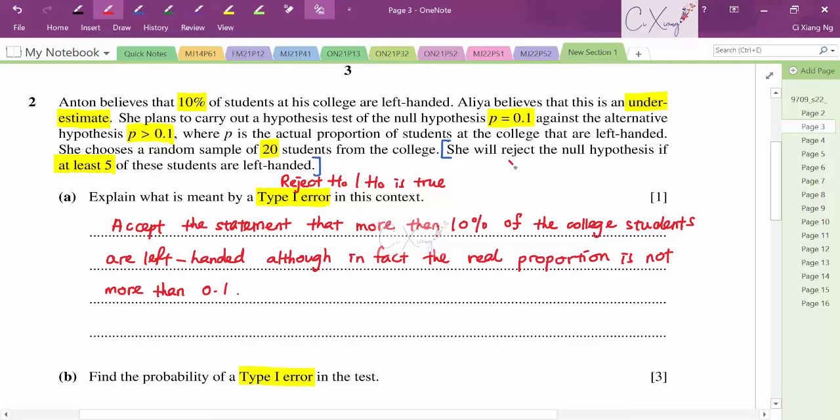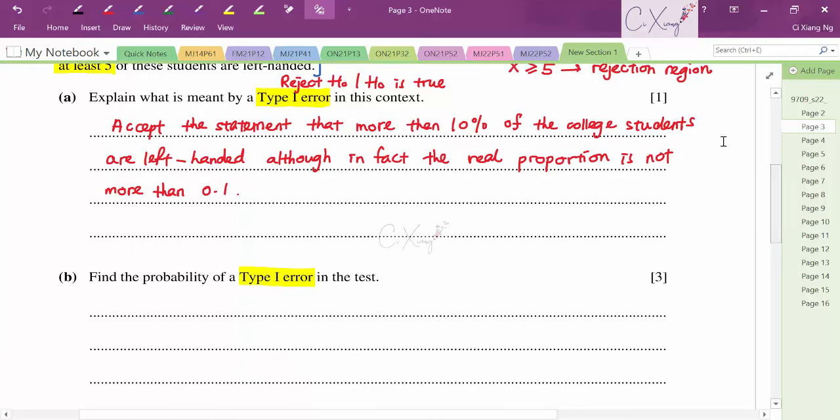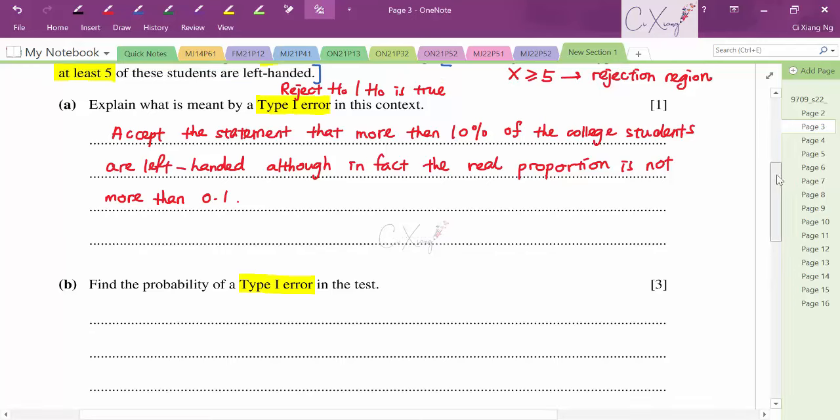So let's say X is the number of students who are left-handed. At least 5 means X is greater than or equal to 5. And this is actually my rejection region, because when X is greater or equal to 5, she will reject the null hypothesis. So from this sentence, we get one important piece of information: X greater than or equal to 5 is the rejection region. Now we are going to use the rejection region to calculate the probability of type 1 error.